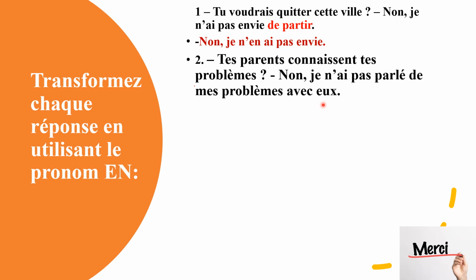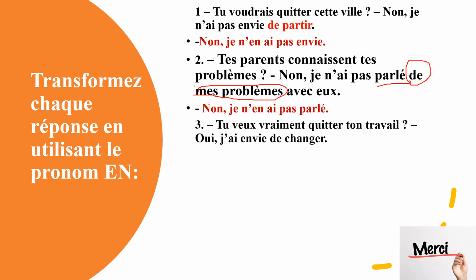Okay, 5 seconds over. So you're looking at the response. You're not looking at the question. You're looking at the response, and the response starts after the question mark. So, non, je n'ai pas parlé. So your clue is this verb parler, which you have to memorize. Parler has the word de in front of it. So replace whatever comes after that with en. Non, je n'en ai pas parlé. Alright?